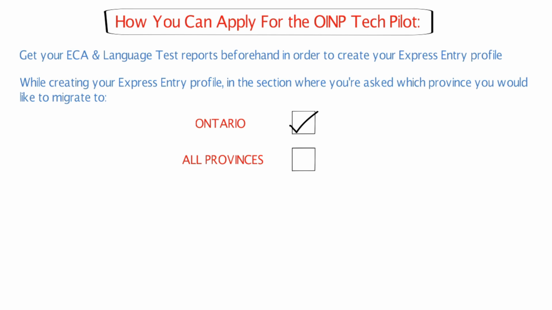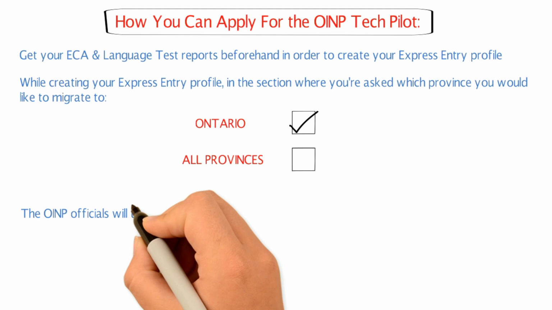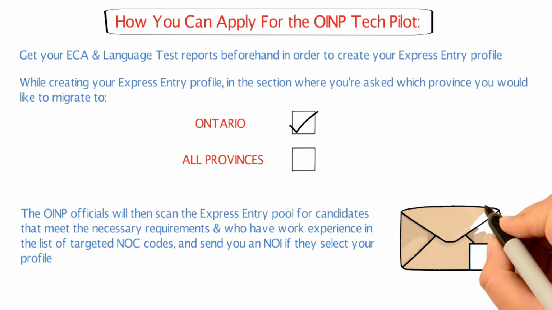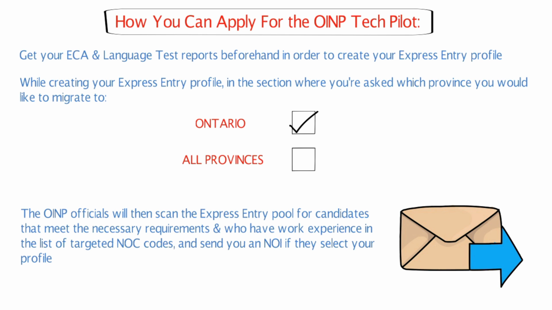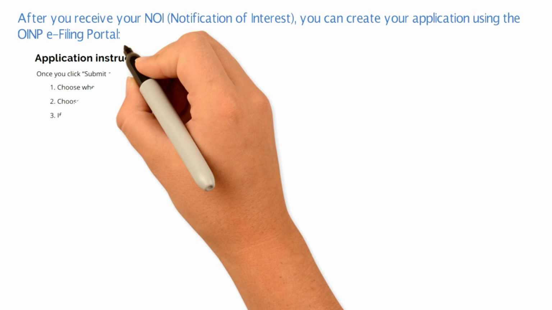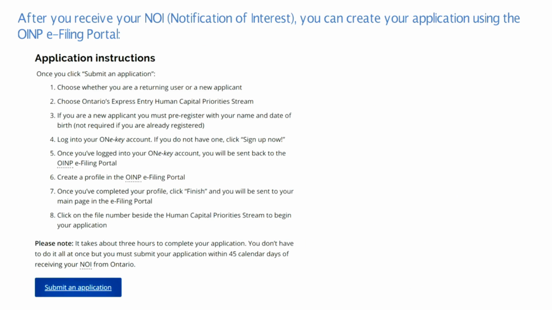In the selection boxes where you're asked which province you would like to migrate to, the OINP will then scan the Express Entry pool for candidates that meet the necessary requirements and who have work experience in the list of targeted NOC codes that I mentioned before, and send you an NOI if they select your profile. After you receive an NOI or a notification of interest, you can create an application using the OINP e-filing portal using the detailed steps explained on the OINP website.